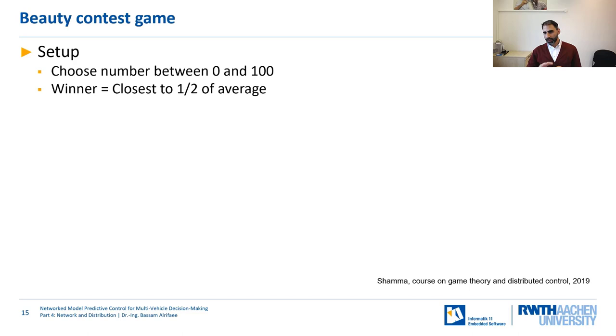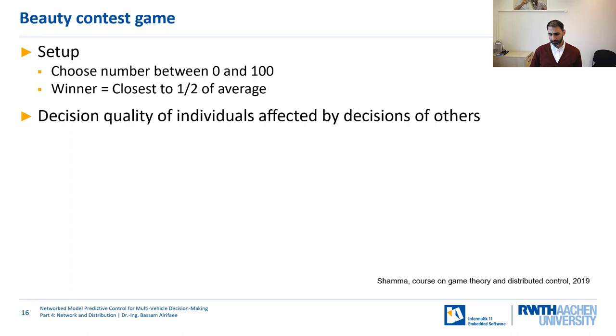So this course, our course here, is not about game theory. I chose this example just for showing you the network thinking and how the single agents, in this case you, influence each other. This example is taken from a course in game theory, right? So the decision quality of individuals is affected by decisions of others. So your decisions affected each other.